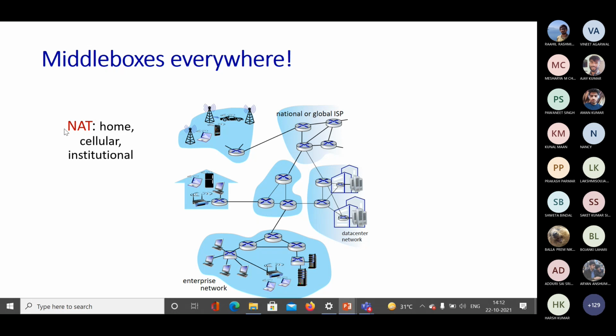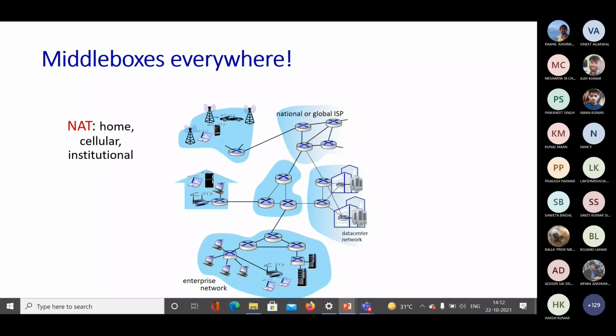See, NAT. We have already studied NAT, network address translation. So the NAT router that we were speaking about when we were studying NAT acts as a middle box. Okay, how? Of course, it does something other than what a router in general does, right? It will basically do the translation of the addresses.